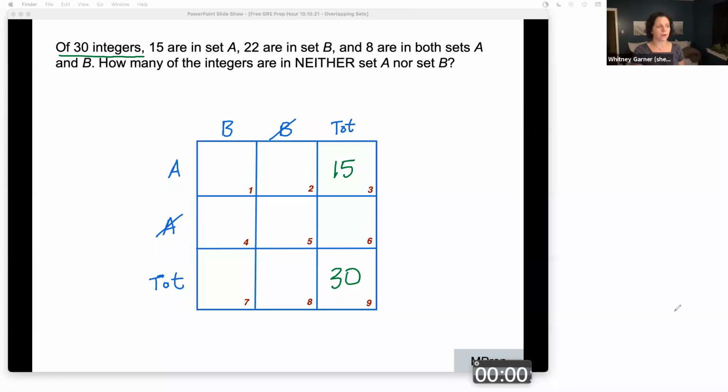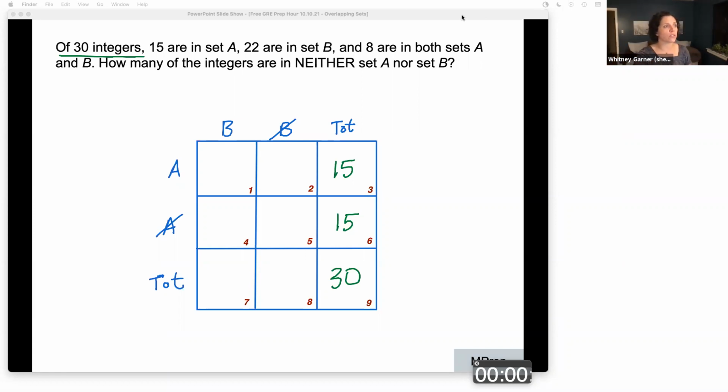So if 15 members are in set A, then how many members are not? How many numbers are not in set A if there are 15 that are? Yeah. So I've got 15 here. Nice, y'all. Now be careful. That was a great guess, but it doesn't say that the 22 are not in A. All we know is that the 22 are in set B.